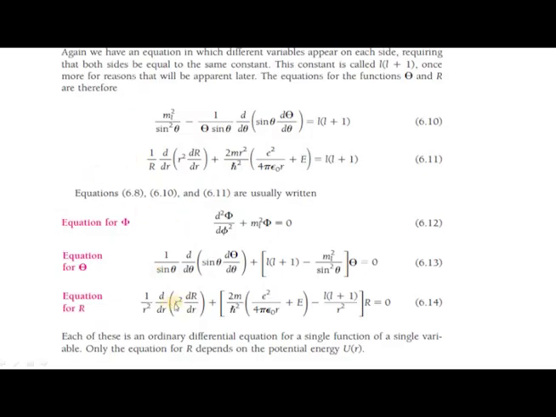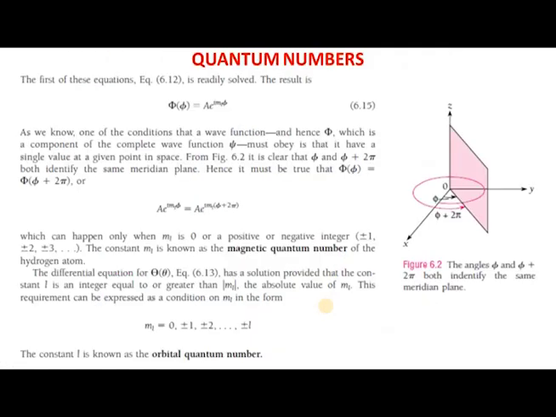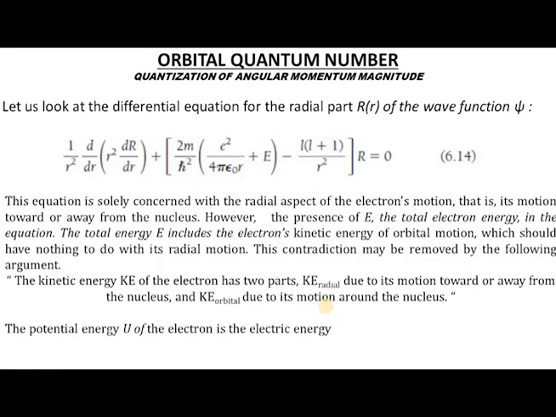Okay, 1 by r square d by dr of r square dR by dr plus 2m by h bar square into [e square divided by 4 pi epsilon 0 r plus E minus L into (L plus 1) h bar square by 2m r square] into R is equal to 0. This is the radial part equation. And this equation is only concerned with the radial aspect of the electron motion, that is its motion towards or away from the nucleus. Radial motion of the electron means along the radius vector, towards or away from the nucleus.